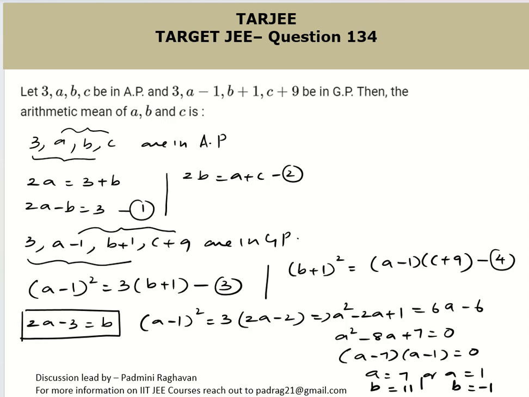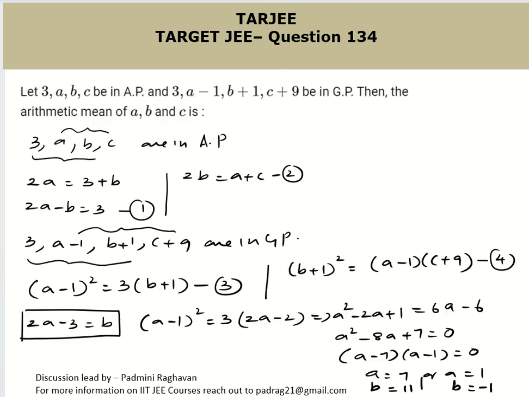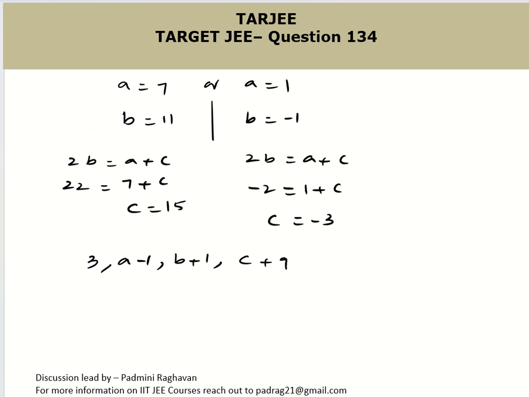So we have 2 sets of values. Let's have a look at this statement because we have not used up this result. That is, these terms being in GP is what we have not used. Let me write down that 3, a minus 1, b plus 1, and the fourth term, c plus 9, are in GP. This we have not used fully because the fourth relation we have not used. Let us verify this. When you put a is equal to 1, b is equal to minus 1, c is equal to minus 3, this becomes 3, 0, 0, 6 are in GP. But if 3, 0, 0 is a GP, the common ratio is 0. So the fourth term should also be 0. But the fourth term is 6. That means this is not possible.